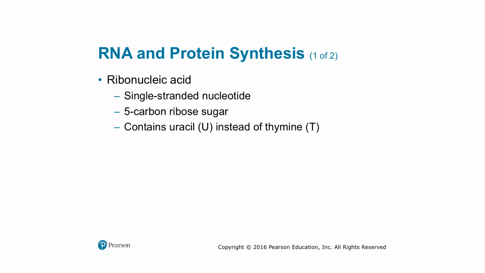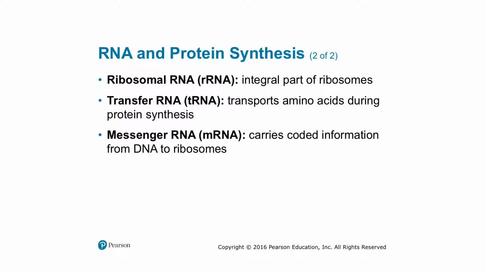So RNA and protein synthesis. Ribonucleic acids are single-stranded with a 5-carbon ribose sugar, and contain uracil, U, instead of thymine. Ribosomal RNA is the integral part of ribosomes. Transfer RNA transports the amino acids during protein synthesis, and messenger RNA carries coded information from DNA to ribosomes.